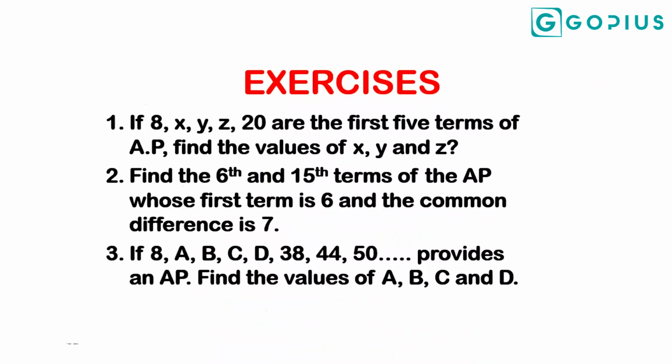All right, so on your screen you can see a list of questions. We'll start with question number 1. Now question number 1 says that if 8, x, y, z, 20 are the first 5 terms of an AP, we are asked to find the values of x, y, and z. 8, x, y, z, 20 are the first 5 terms of a linear sequence. We are asked to find the values for x, y, and z respectively.